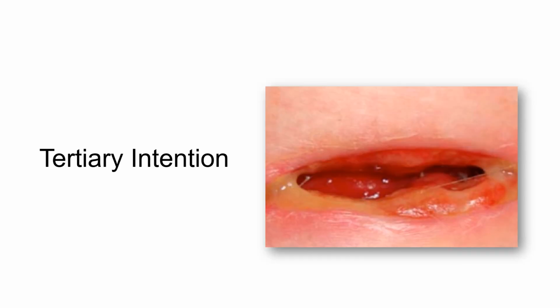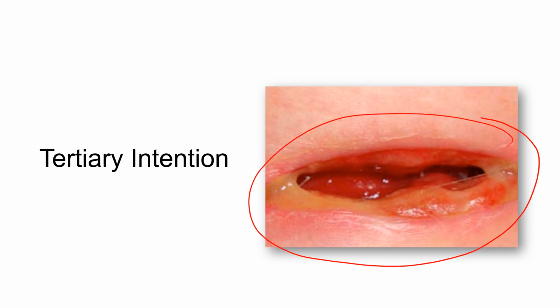This is an example of tertiary intention. So it obviously has exudate, it's purulent, it's yellow, it's thick, it's reddened, there's probably some pain, inflammation. So this needs to be cleared up before the next step. Okay, debrided, antibiotics, something like that.